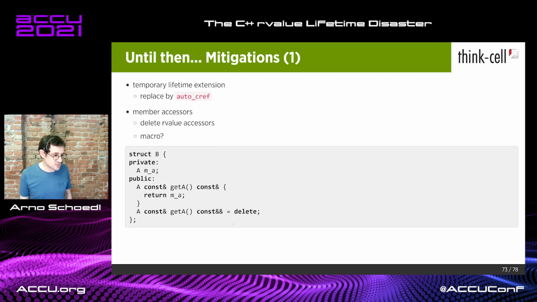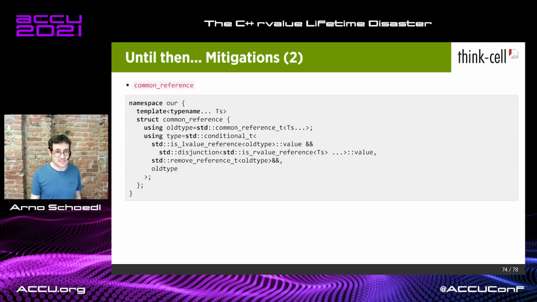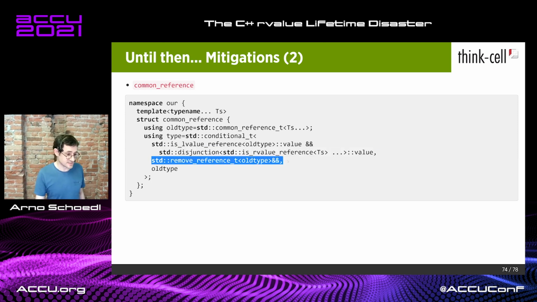Okay, I'm supposed to explain how the common reference works in a bit more detail. It's not terribly difficult. Essentially here, the old type is the old common reference. If that old type is an lvalue reference, then there's the danger that this is an lvalue reference accidentally. Then we check, is there anything in our parameter list that is actually an rvalue reference that we just turned accidentally into an lvalue reference? If that happens, then replace the lvalue reference with an rvalue reference.